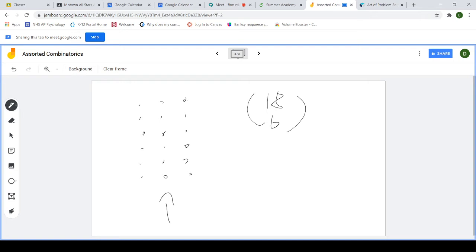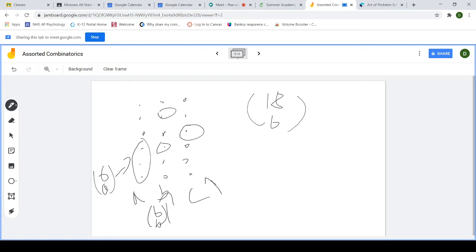Well, here's another way to think about it. In order to choose 6 objects from this group of 18 objects, I can choose A objects from the first column, B objects from the second column, and then the remainder from the third column, C objects from the third column. Notice the number of ways to choose A objects from this first column is 6 choose A. The number of ways to choose B objects from this column is 6 choose B. And the number of ways to choose C objects from this column is 6 choose C.